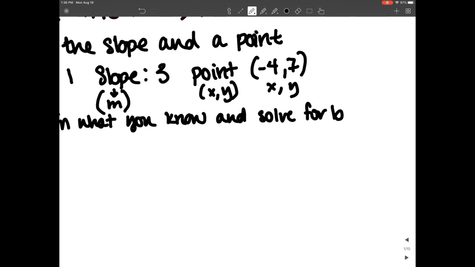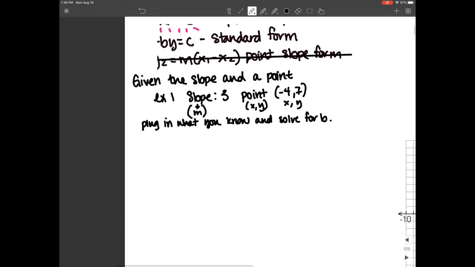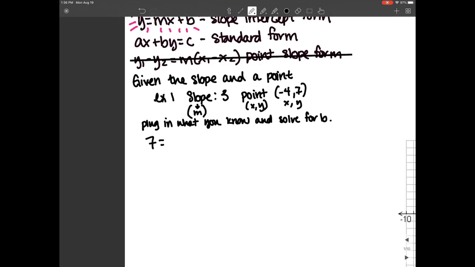So if I'm using y equals mx plus b, I know what y is. It's 7. So I'm going to say 7 equals, I know my m is 3. My x is -4, so I'm going to do parentheses. And then I don't know b. So if I'm trying to solve this, that's my setup. That's the first thing I'm going to do, just plug in the stuff that I know. Keeping it really, really simple. I'm not going to skip steps. I just want to show what's happening.